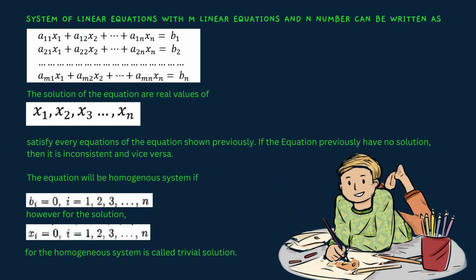A system of linear equations with m linear equations and n unknowns can be written as a11 x1 plus a12 x2 and so on, as shown here. The solution of the equations are real values of x1, x2, x3 until xn, which satisfy every equation shown previously. If the equations have no solution, then it is inconsistent, and vice versa. The system will be homogeneous if bi equals 0, where i is equal to 1, 2, 3 until n. However, the solution xi equals 0, i equal to 1, 2, 3 until n, for a homogeneous system is called the trivial solution.